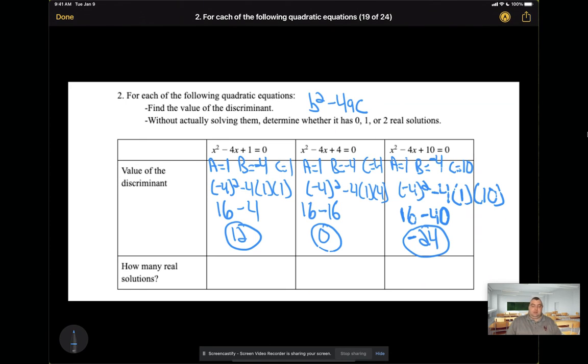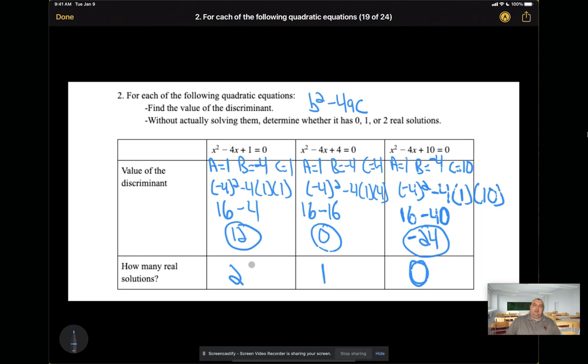Okay? So if you have a discriminant that is greater than 0, like this first one here, that means it has 2 real number solutions. If the discriminant is equal to 0, it has 1 real solution. If the discriminant is less than 0, if it's negative, that means it has 2 complex solutions. If its solutions are complex, that means they're not real. So it has 0 real solutions.